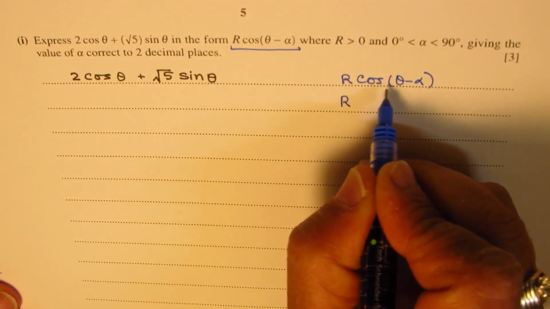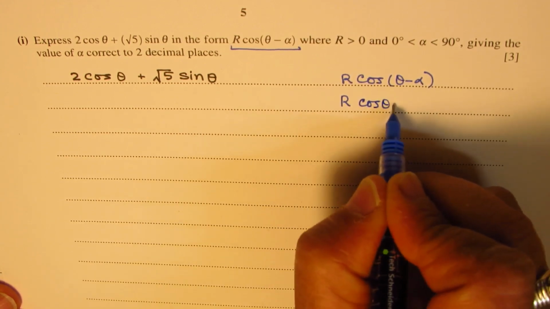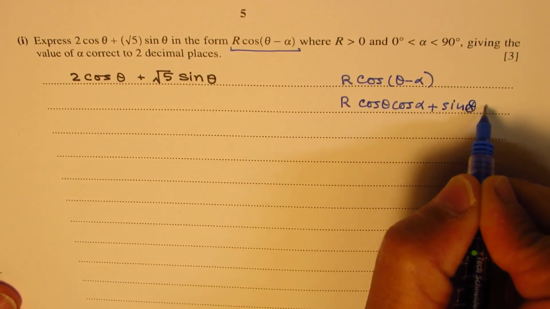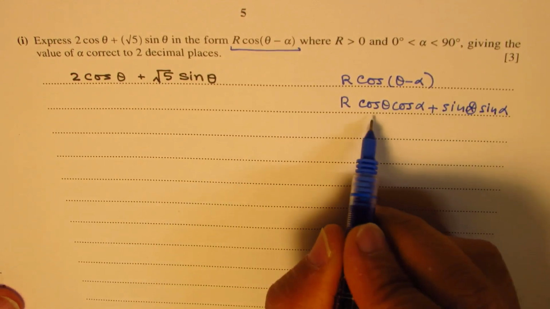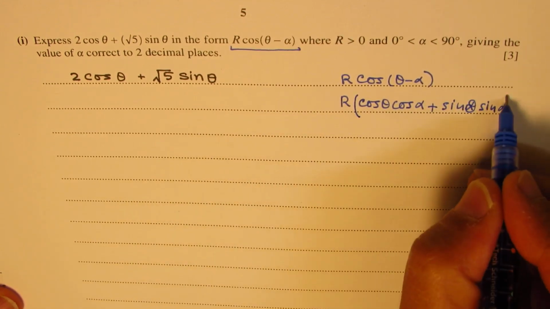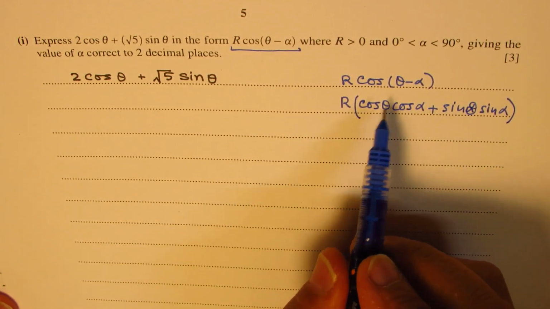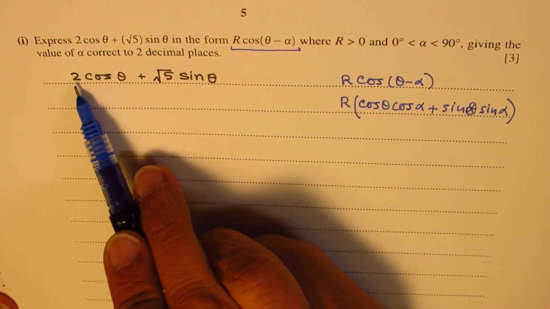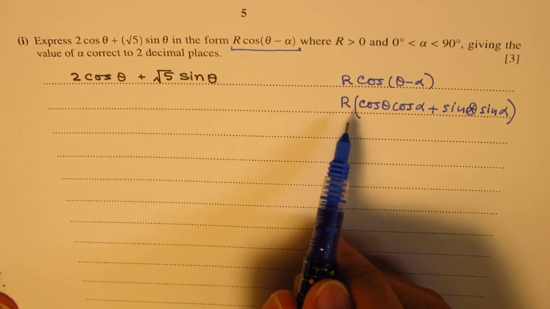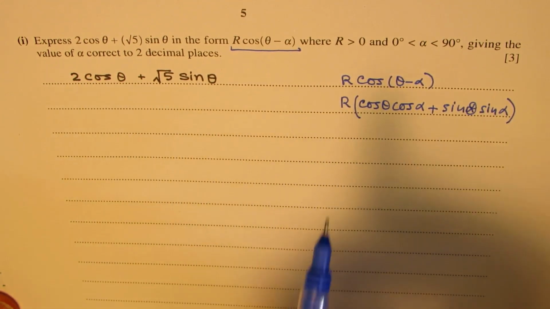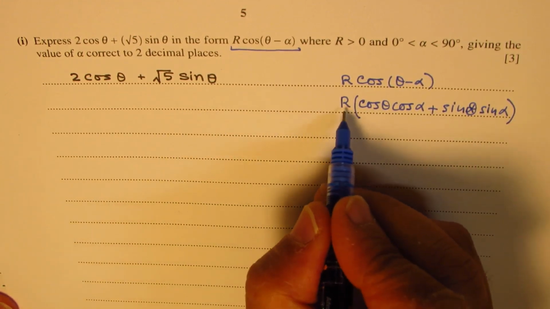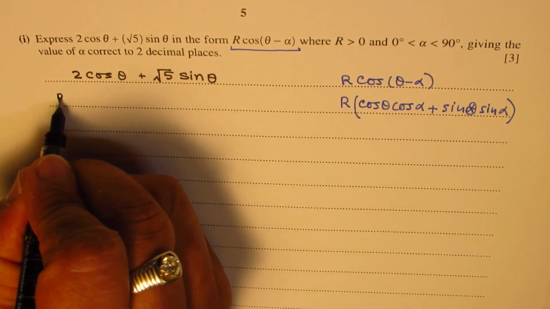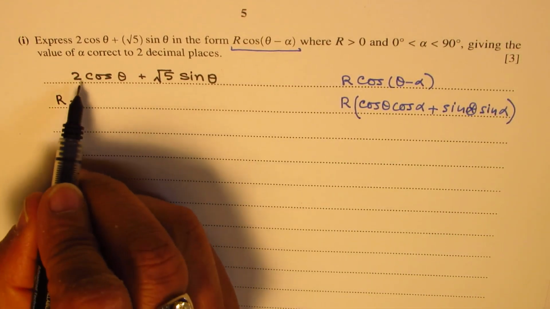That is r times, if we expand this, cos theta cos alpha plus sin theta sin alpha, correct? So r is outside. We are looking for the values of cos alpha and sin alpha. If you compare this, then 2 and square root 5 can give you some idea. What we normally do is find the value of r as the magnitude of these two, right?